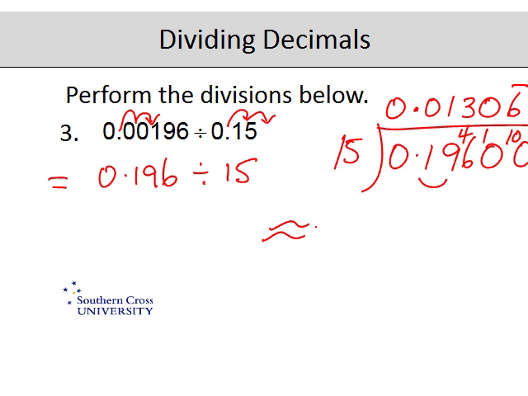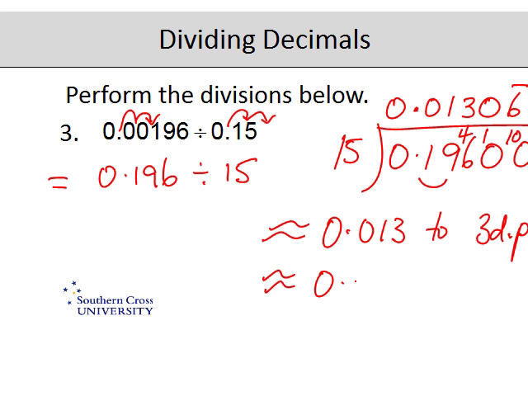So our answer here, we can write as 0.013 to 3 decimal places. We know that much information. Or if we wanted to go one more place, we could, and that would be 0.131 to 4 decimal places.